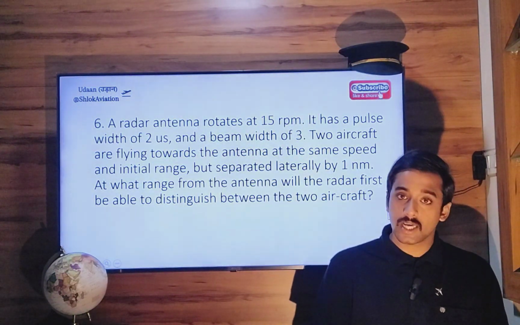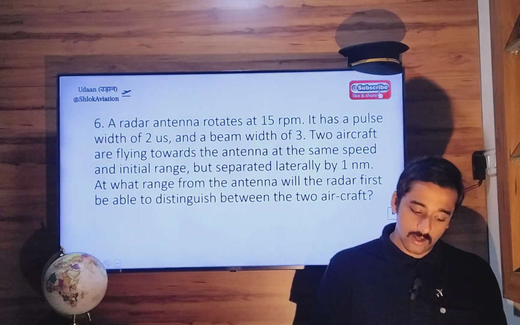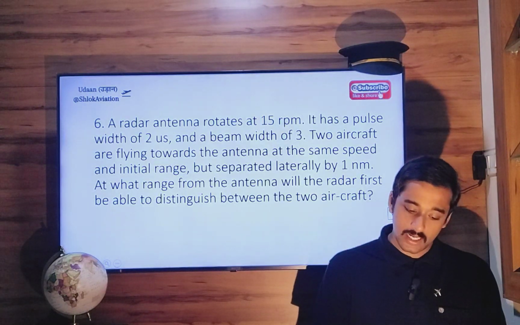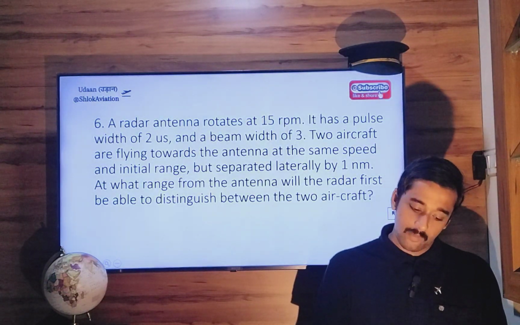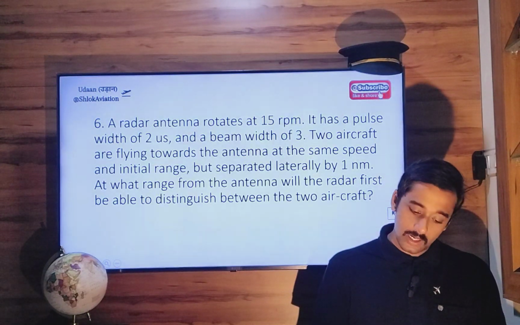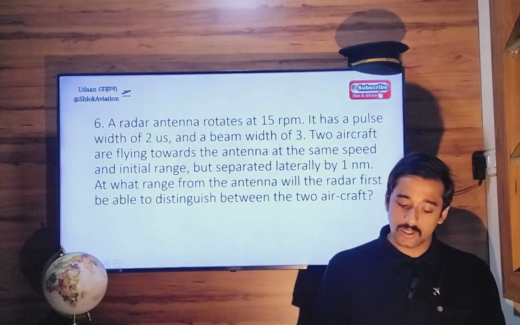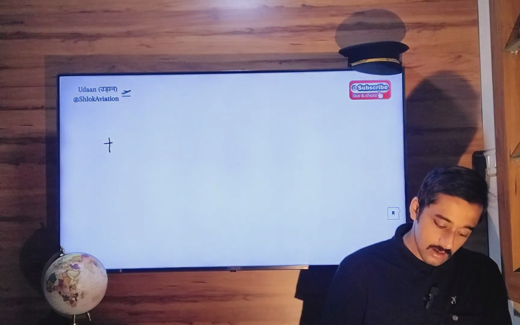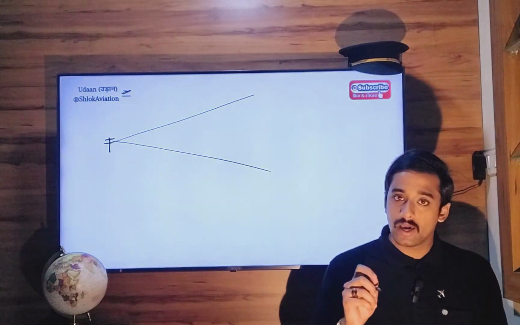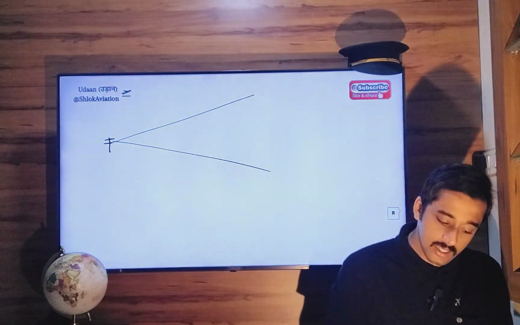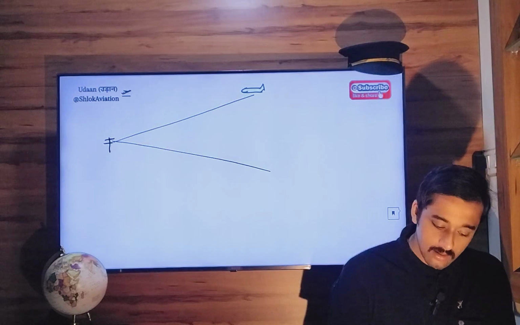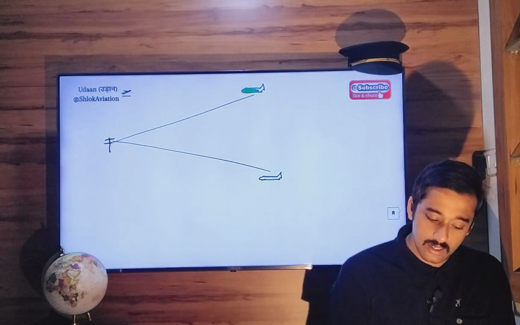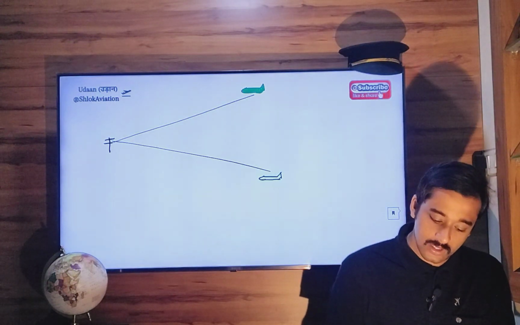Next, question 6. A radar antenna rotates at 15 rpm. It has a pulse width of 2 microseconds and a beam width of 3 degrees. Two aircraft are flying towards the antenna at the same speed and same range, but separated by 1 nautical mile. At what range from the antenna will the radar first be able to distinguish between the two aircraft? Now, for the transmitter to be able to distinguish between two aircraft, these two aircraft must be situated outside the beam width. This is the beam width that I have drawn, and both aircraft must be situated outside the range of this beam width.